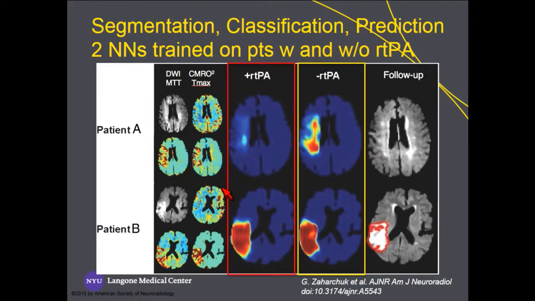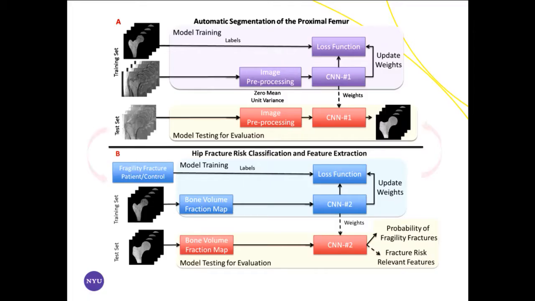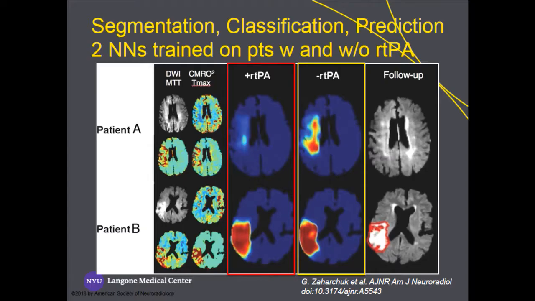Here's another example. This is from the group at Aarhus in Denmark, and was published in the AJNR in a review article by Greg Zaharchuk. But essentially, they took stroke patients, and they had 2 different neural networks that they had previously trained. And one neural network was using patients who had been given TPA, and the other neural network was trained on patients without TPA. So they thought that maybe they could see what your future was going to be if you got TPA, and then if you didn't get TPA.